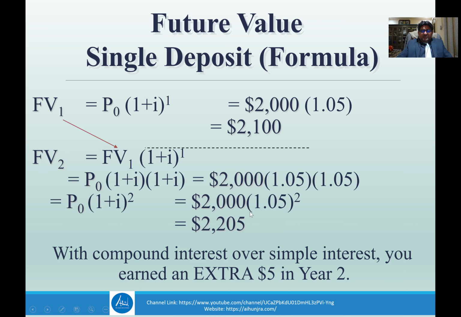And while we are going for the compounding, the number of time periods is increased, obviously the simple and compound values will be different. So we obtained $2205. What is this 5? That is the contribution of compounding on the interest rate, and these $5 are earned on the $100. What is $100? That is interest. So with compounding interest over simple interest, you earn an extra $5 in year 2.